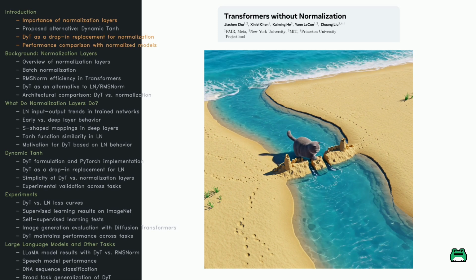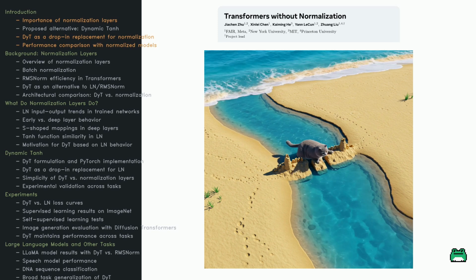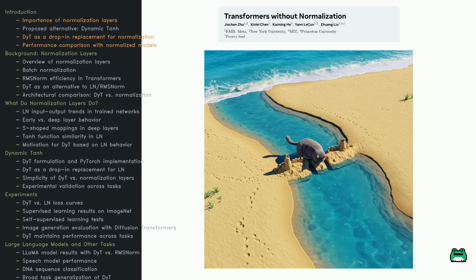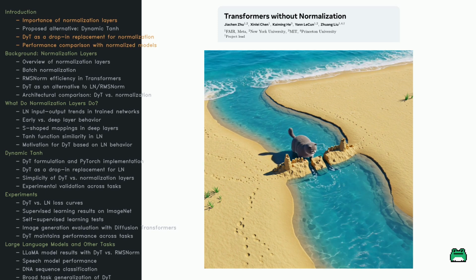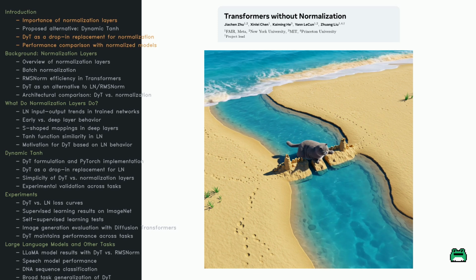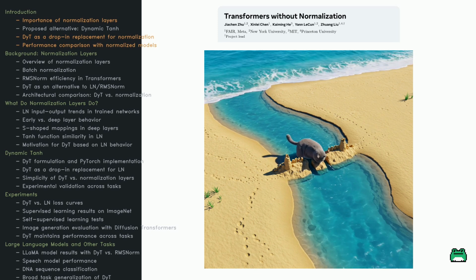Meet Dynamic Tanh, a ridiculously simple replacement for normalization that mimics LayerNorm's behavior, using nothing but a tanh function and a learnable scaling factor. No activation statistics, no extra computation, just pure, elegant squashing of extreme values, and it works! Now let's dive in.